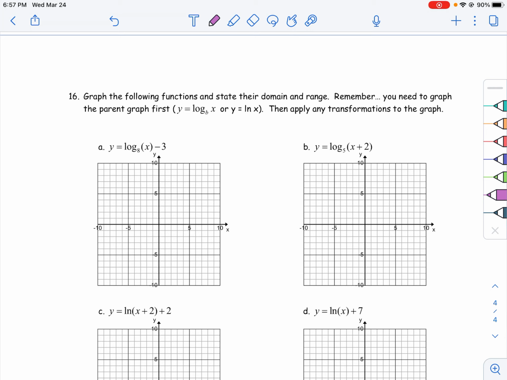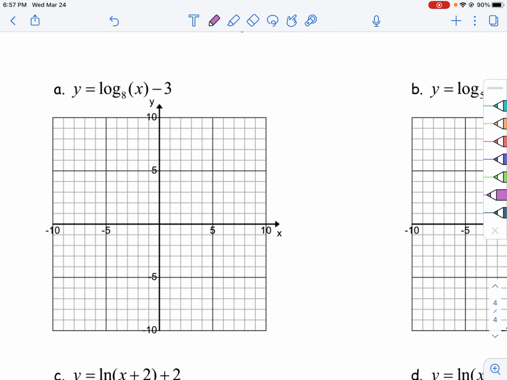It says graph the following functions and state their domain and range. Remember, you need to graph the parent graph first. So log base 8, that means the parent function is y equals the log base 8 of x. In my opinion, build an XY table. Super helpful. The first value, that's the easiest thing to plug in here, is always going to be 1, right? Because 8 raised to what power gives us 1? It's always going to be 0. So you can physically always plot the point (1, 0). It's never going to be wrong.